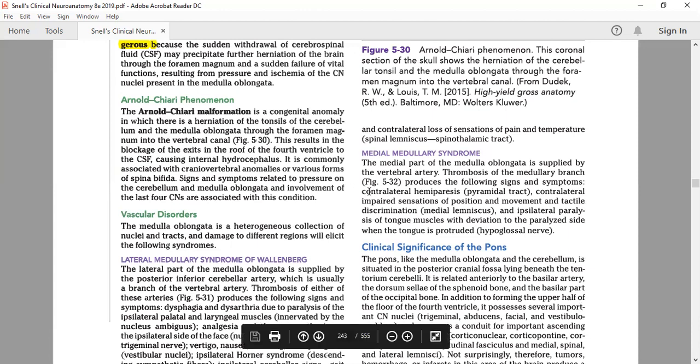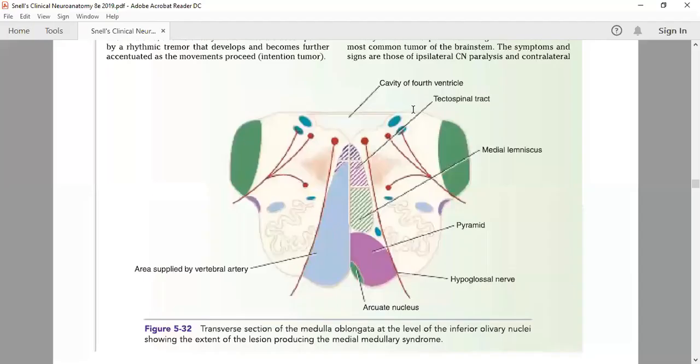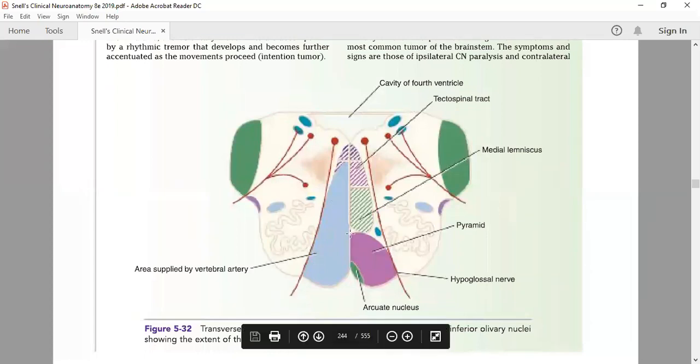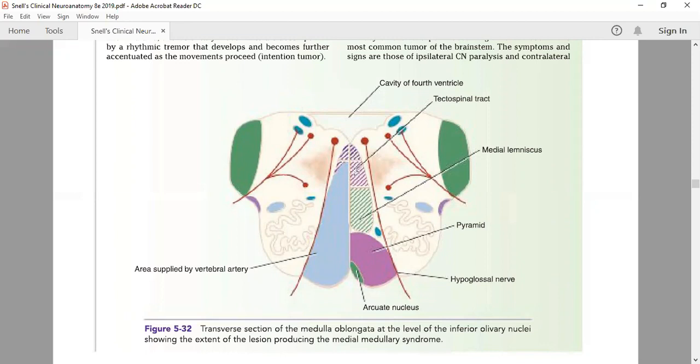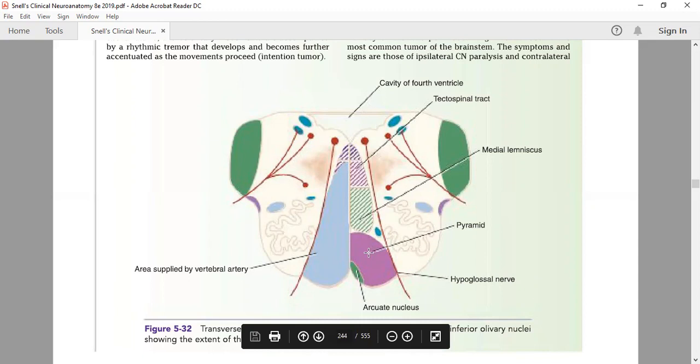Let's see the picture. So you can see here, this blue area is supplied by vertebral artery, and thrombosis of this vertebral artery will result in medullary syndrome. And what are the symptoms? They correspond to the important nuclei and tracts located in this area.